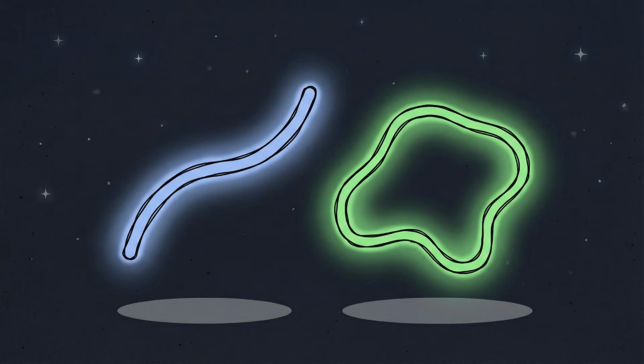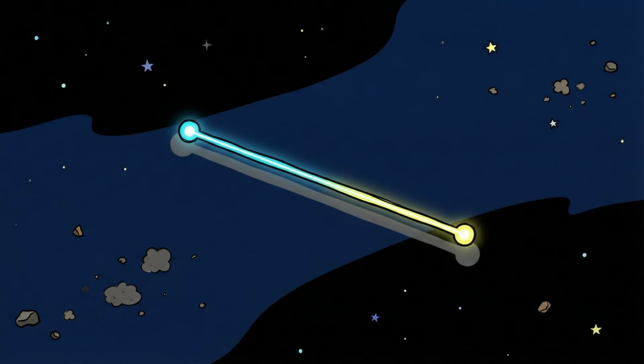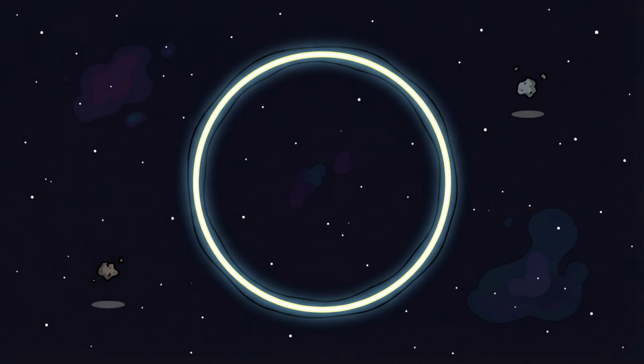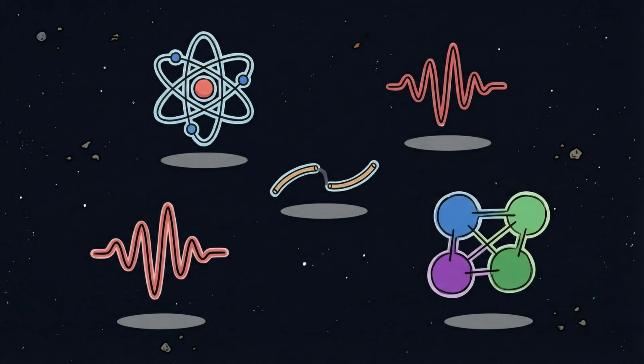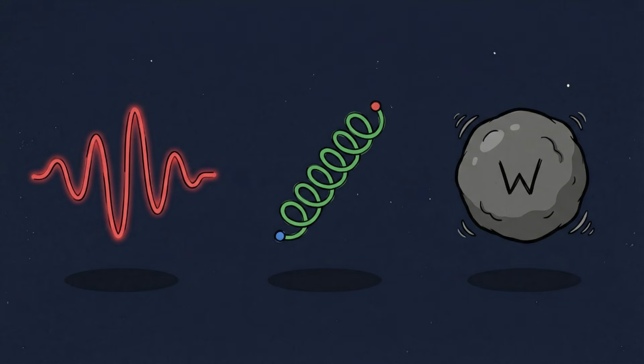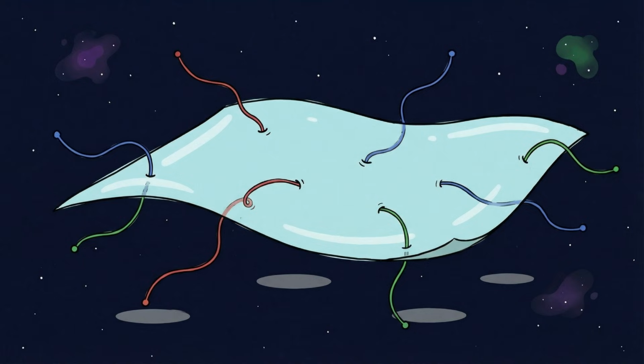Strings also come in two basic types. Some are open, like tiny segments with endpoints. Some are closed, like tiny loops with no endpoints. In many versions of the theory, closed loops are linked to gravity. Open strings are linked to other particles, including many force carriers, especially when those open strings have endpoints that can attach to higher dimensional surfaces.